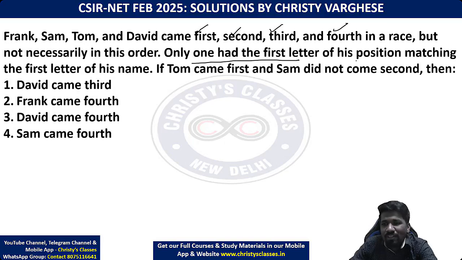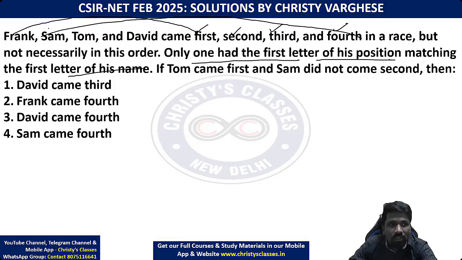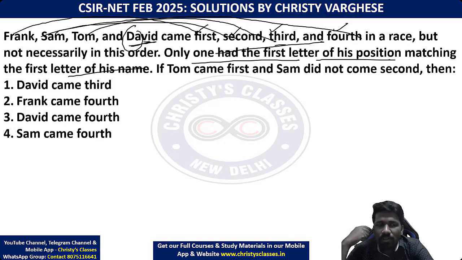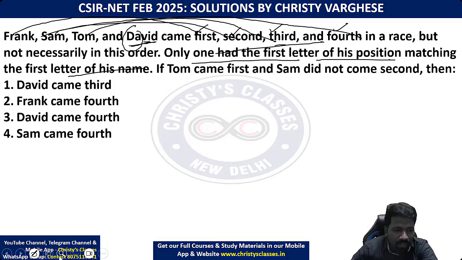Only one had the first letter of the position matching with the first letter of his name. Maybe Frank being first, that is fine. Frank being fourth, it is fine. Sam being second, it is fine. Tom being third is also fine. So David is not that person anyway, because David's first letter is missing in these four first letters. So that is not David, that is for sure.